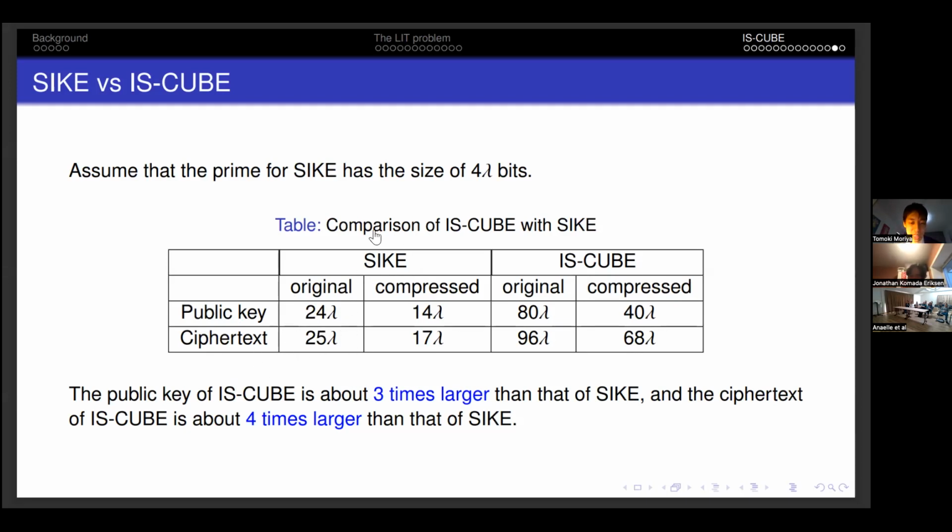For ciphertext, the original SIKE is a size of 25 lambda, and the compressed version is 20 lambda. For ice cube, the ciphertext is about 96 lambda, and the compressed version is 68 lambda. So the public key of ice cube is about 3 times larger than that of SIKE, and the ciphertext of ice cube is about 4 times larger than that of SIKE. So this is the size of the public key and ciphertext of ice cube.